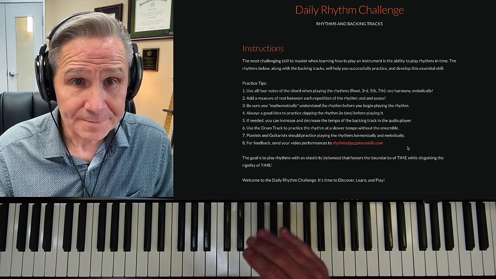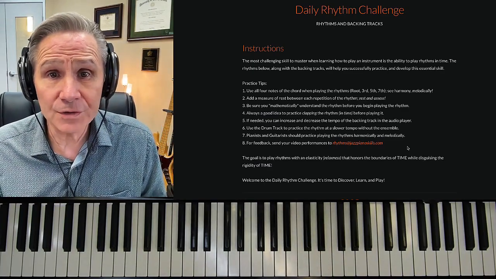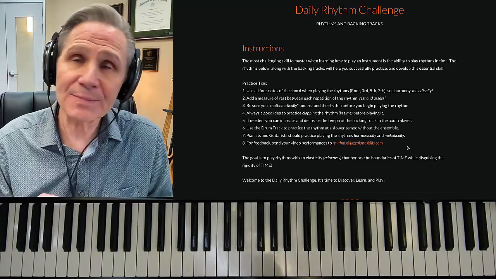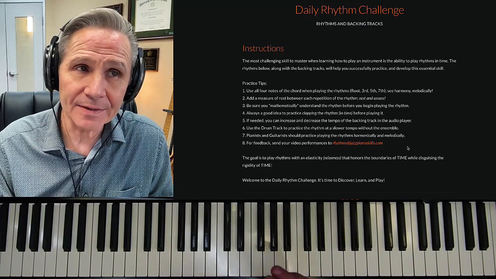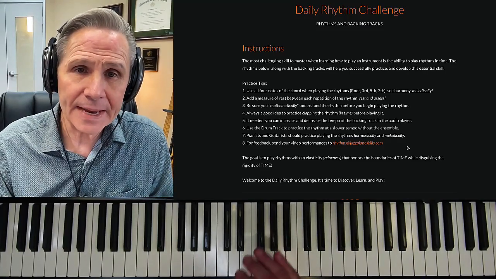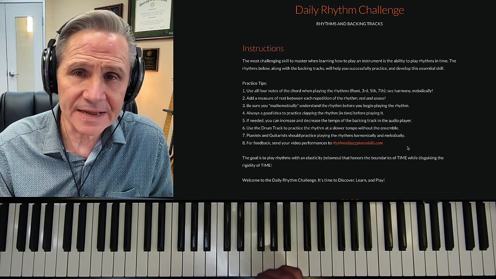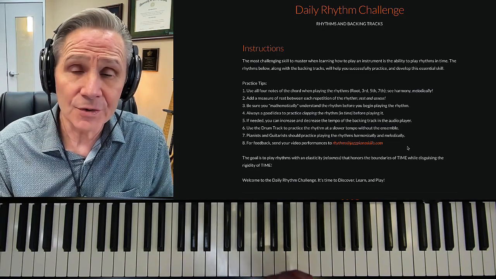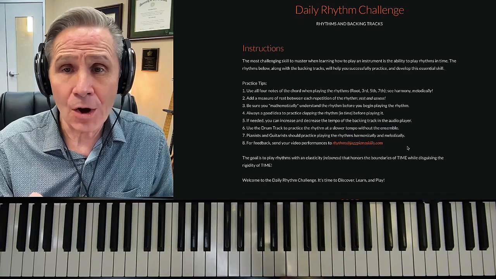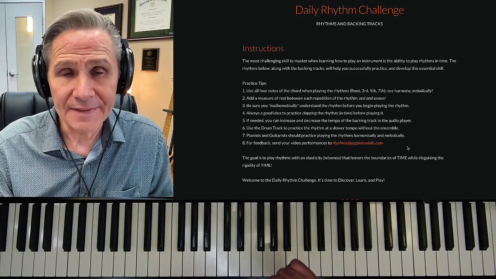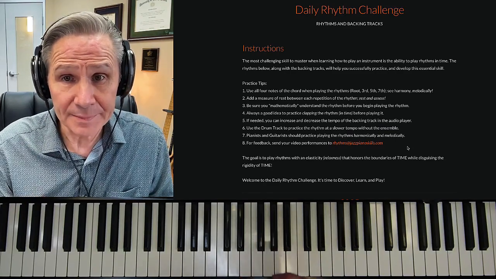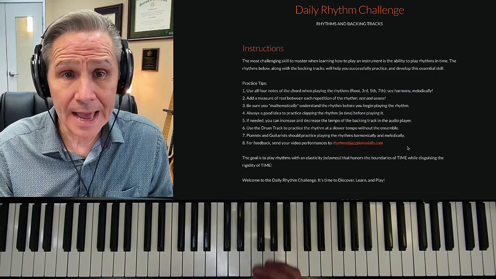Number one, use all four notes of the chord when playing the rhythms. This is not absolutely necessary at the beginning, but the goal is to actually be able to play all four notes of the sound, the root, the third, the fifth, and seventh. In other words, developing your ability to see harmony melodically. And that's what improvisation is, the ability to see harmony melodically.